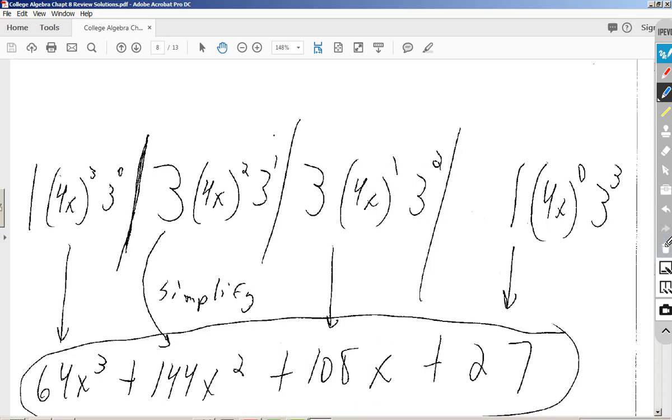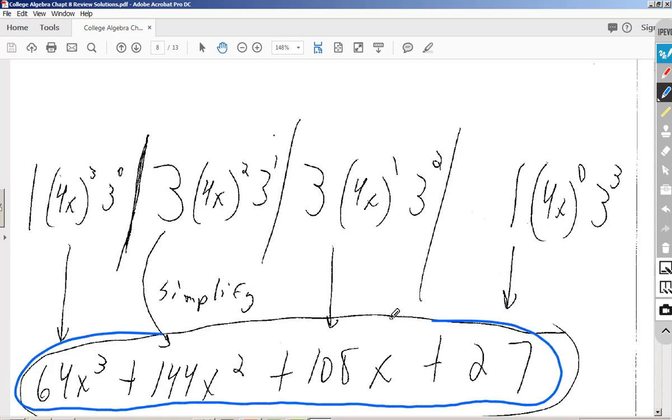And then on my last term, this is 4x to the 0, which is 1, times 3 to the third, which is 27, and 1 times 27 is going to be 27. So if I was to multiply this out, I'd end up with an answer of 64x cubed plus 144x squared plus 108x plus 27.